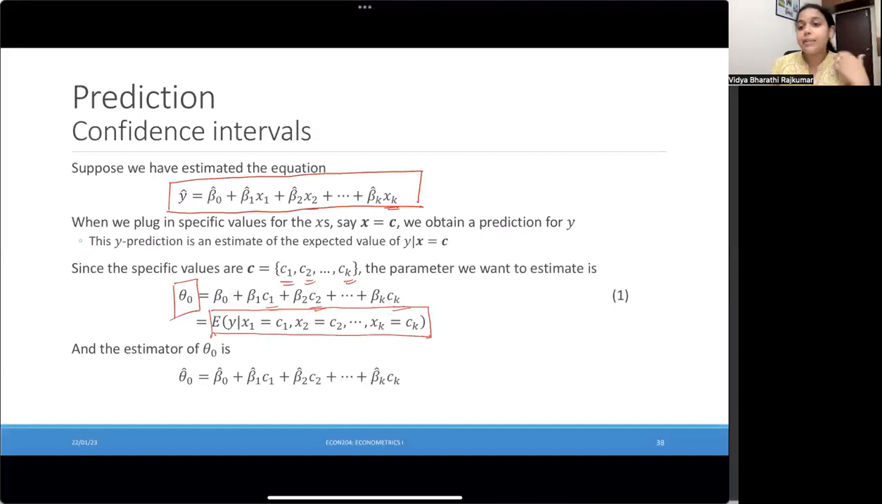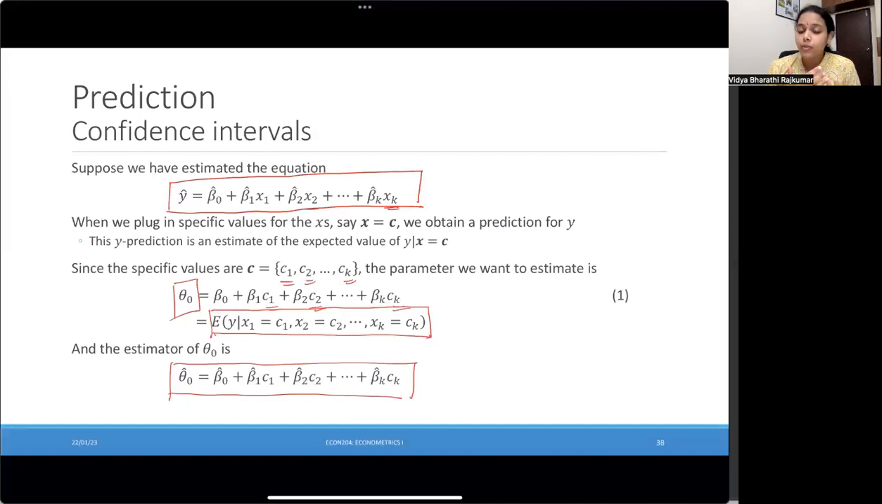So how do we estimate this using the sample? Well, we put hats on top of everything: we have beta naught hat, beta 1 hat times c1, beta 2 hat times c2, and so on up to beta k hat times ck. So this is the prediction that we can get from our sample. Now, why am I talking about all of this? Because we're going to go one step further. In a particular sample, for that particular regression line, I can figure out theta naught hat.